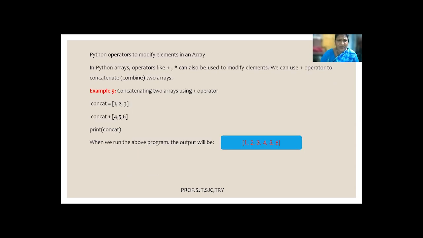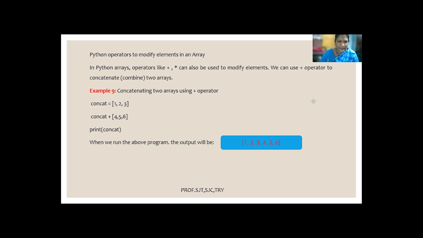Python operators can be used to modify elements in an array. In Python, operators like plus and star can also be used to modify elements. We can use the plus operator to concatenate or combine two arrays. Let us see one example, how to concatenate two arrays using the plus operator.